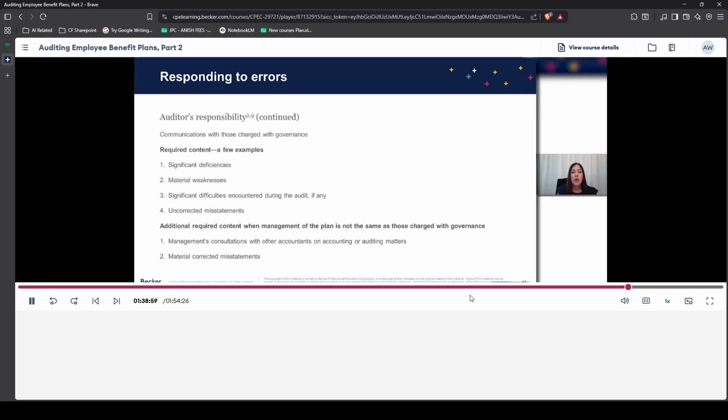So with those charged with governance, the required content here, you can see, is in regards to a significant deficiency or material weakness, as well as a reportable finding, which should be listed here as well. It would also include any other difficulties that we encountered during the audit, and any uncorrected misstatements.